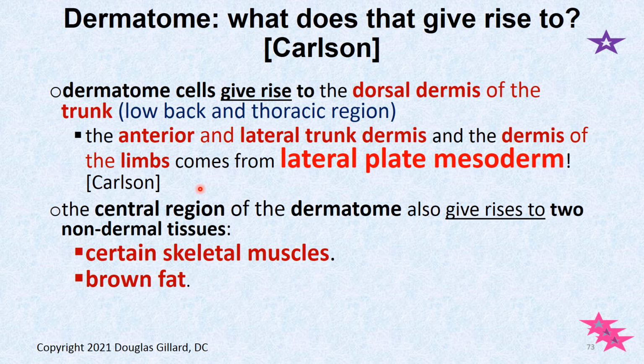See how that works? So now, if the dermatome cells give rise to the dorsal dermis of the trunk, what gives rise to the anterior and lateral dermis of the trunk, and dermis of the limbs for that matter? It's lateral plate mesoderm in general. And remember, we said that we could get even deeper than that if we wanted. But for now, we'll just leave it lateral plate mesoderm. All right, the central region of the dermatome also gives rise to, so that dermatome region, cells in the very center. This is new. I don't think they're going to ask this on boards, but it does give rise to some skeletal muscle and some brown fat as well.